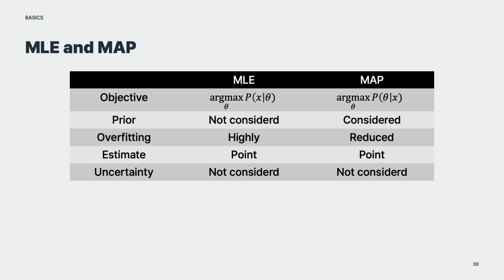Okay, so let me wrap up by summarizing the key differences between MLE and MAP. MLE does not incorporate prior belief, whereas MAP explicitly does. Because of this, MAP can help mitigate overfitting by guiding parameter estimation with prior knowledge. However, it is important to note that both MLE and MAP are point estimation methods. They provide a single best guess for the parameters without accounting for uncertainty in the estimates.